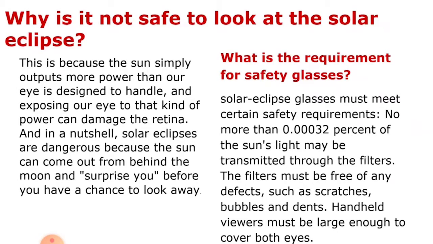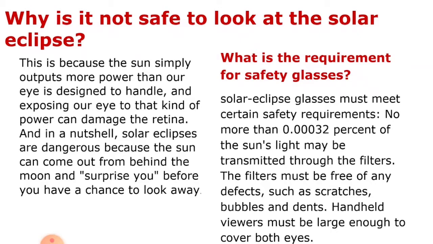Why is it not safe to look at the solar eclipse? This is because the Sun simply outputs more power than our eye is designed to handle, and exposing our eye to that kind of power can damage the retina. And in a nutshell, solar eclipses are dangerous because the Sun can come out from behind the Moon and surprise you before you have a chance to look away.